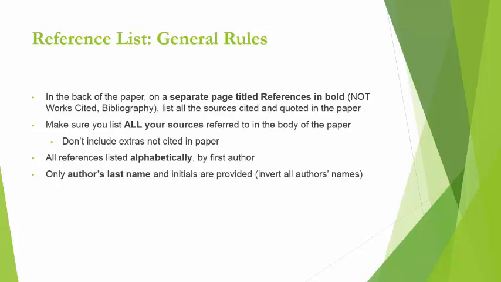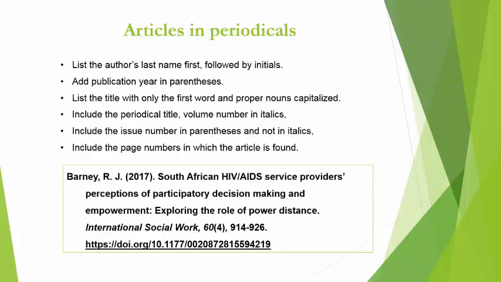Make sure that when you include the author's names, you only spell out their last name entirely and only include initials for first and middle names. Now, one commonly used type of reference are articles from periodic journals. When you cite an article from a periodic journal, you need to make sure that you include the author's last name, followed by the initials for first and middle names.